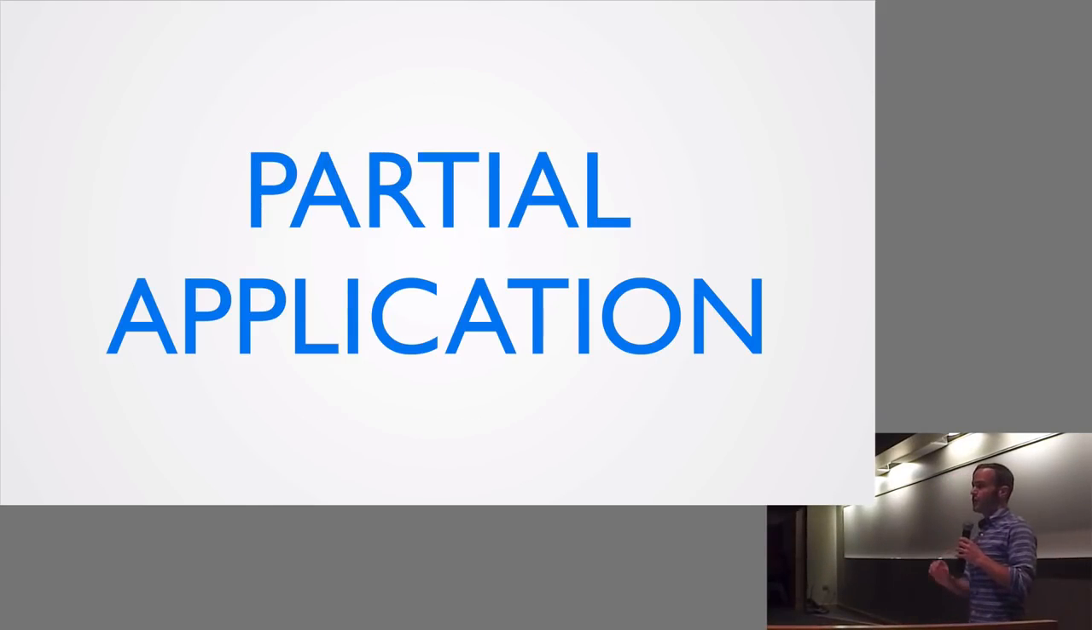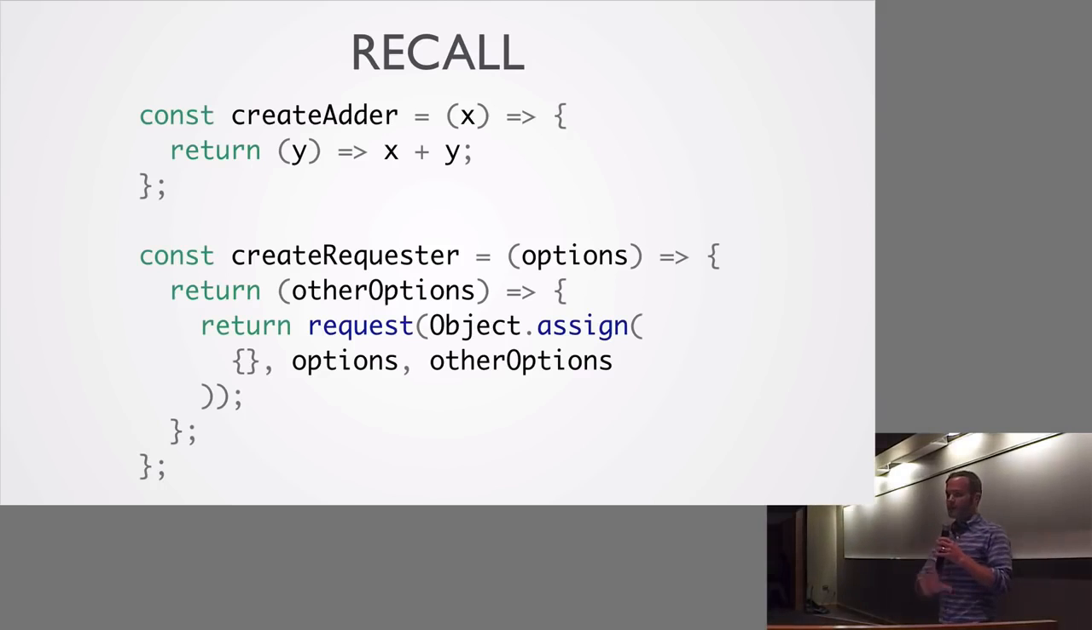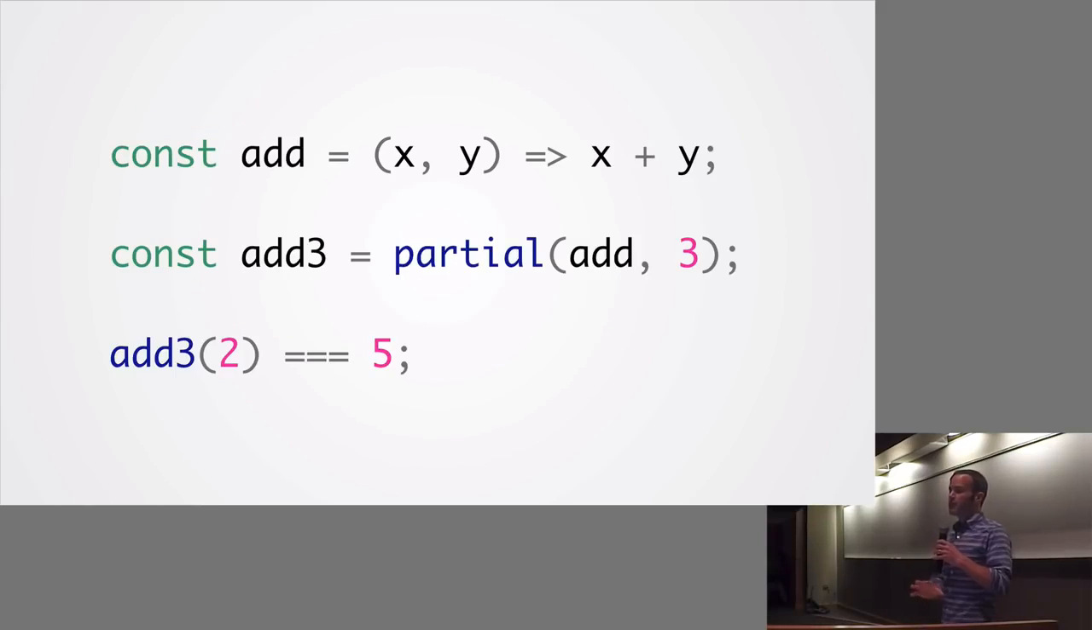So the first thing is partial application. What partial application is going to do is, well, I have this createAdder, I have this createRequester, and I could keep doing this pattern over and over and over, and it's going to get a little tedious. So what if we could have some more general purpose way to essentially fill in that X or fill in those options? That's one thing we can do with partial application.